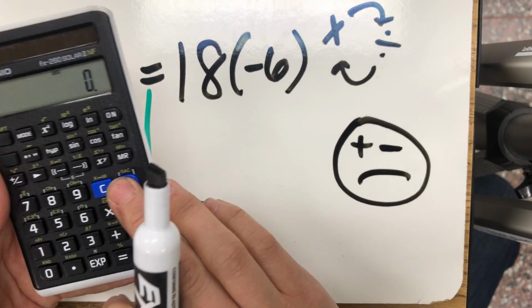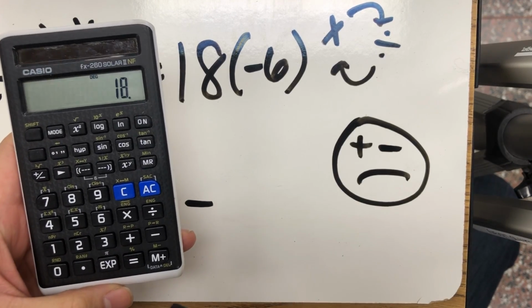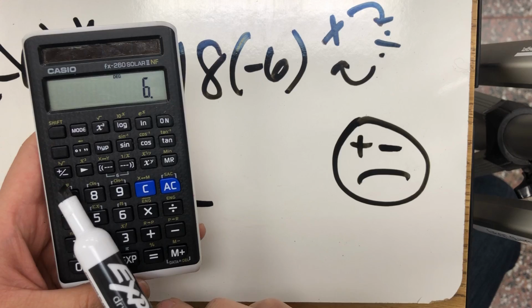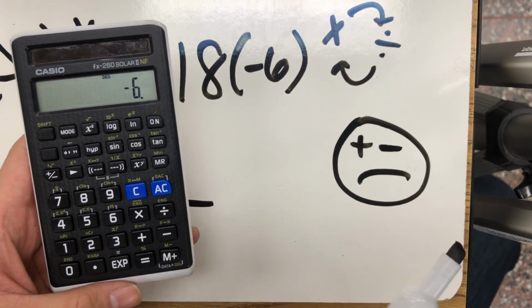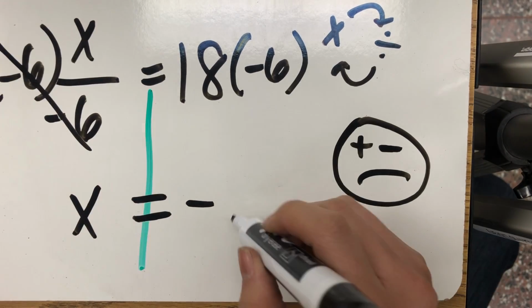And again, you can use your calculator. We'll type in 18 times, we have to make the 6 negative. So type in the 6, and then this button right here makes it negative, and it equals -108.